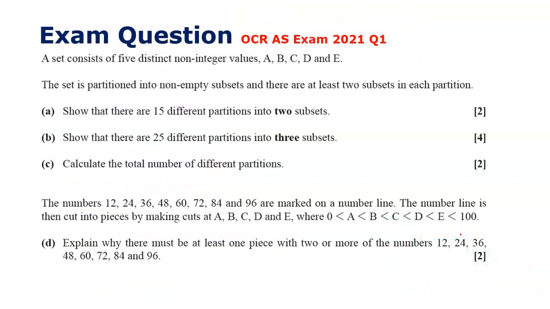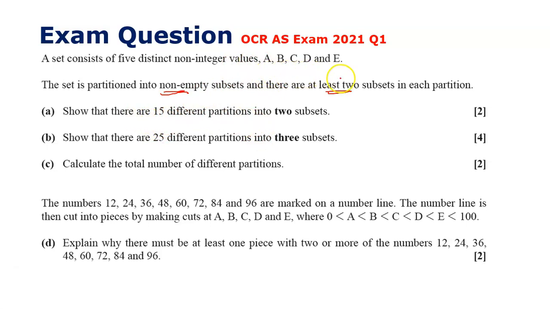Here's an exam question. A set consists of 5 distinct letters now, A, B, C, D, E. The set is partitioned into non-empty subsets. Non-empty, so we're not allowed that dodgy case where you just have them all together. And there are at least 2 subsets in each partition. Show that there are 15 different partitions into 2 subsets. Now, this is definitely a lot harder than the other one.